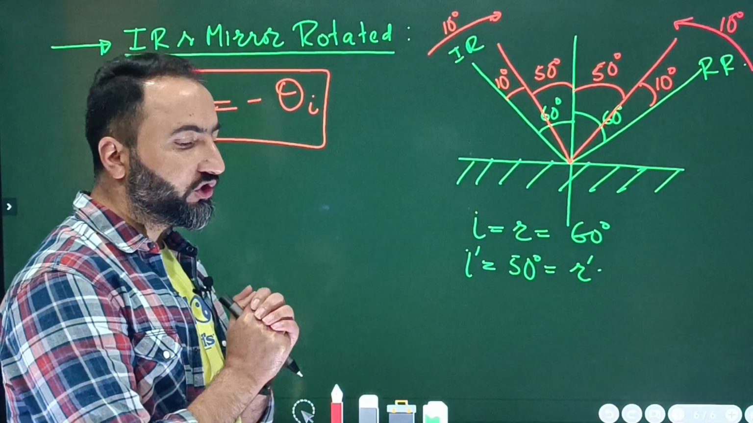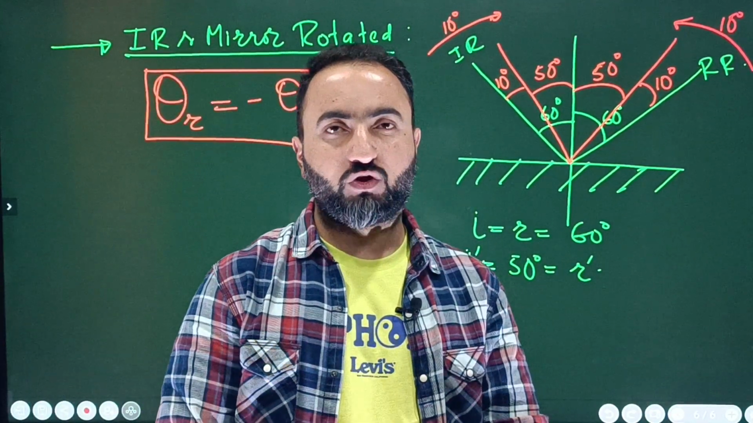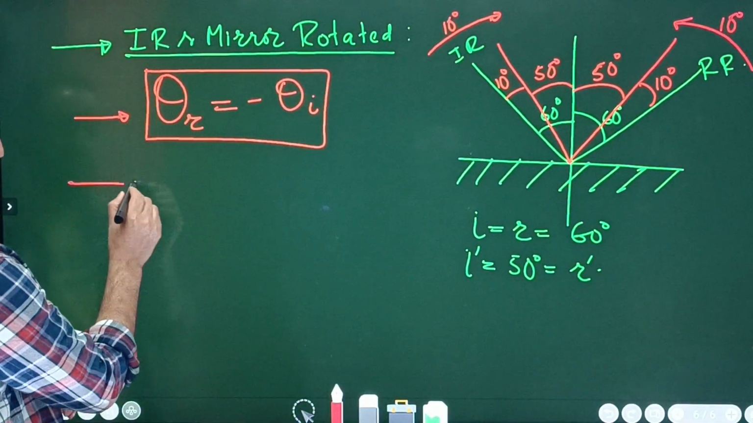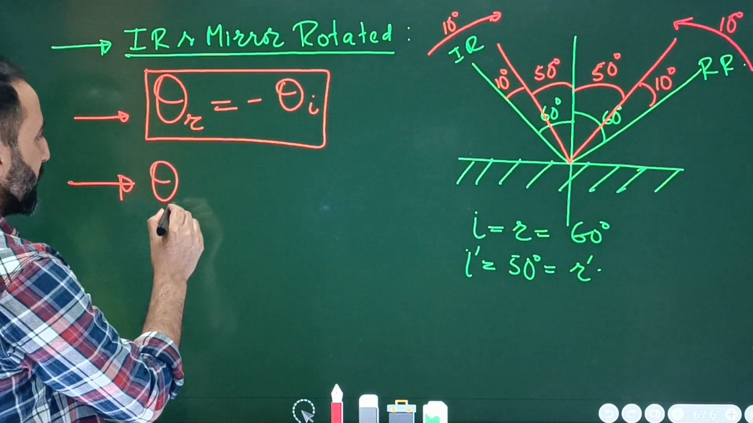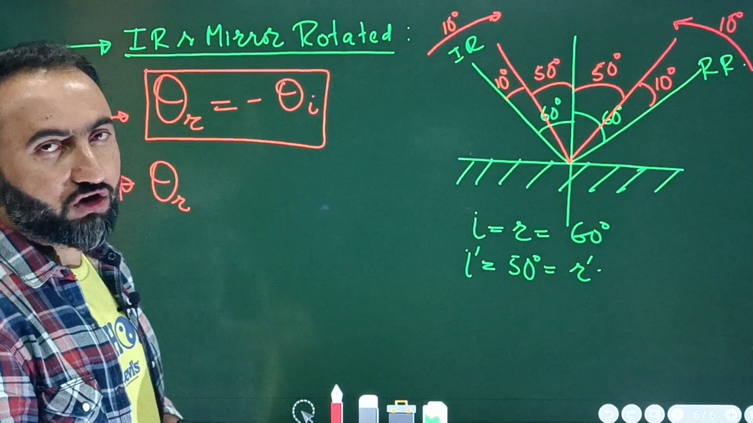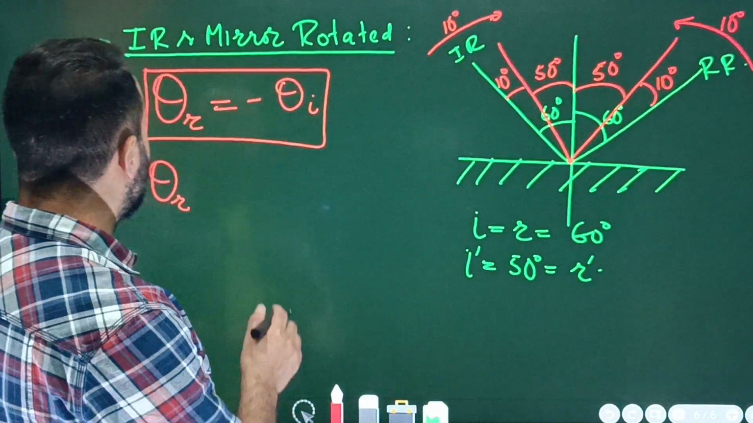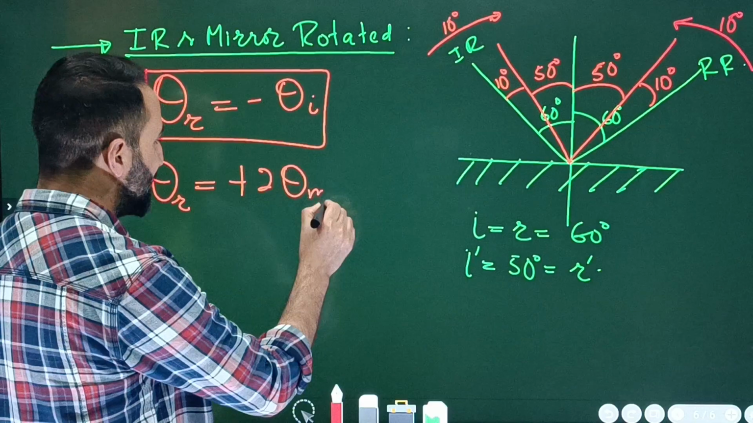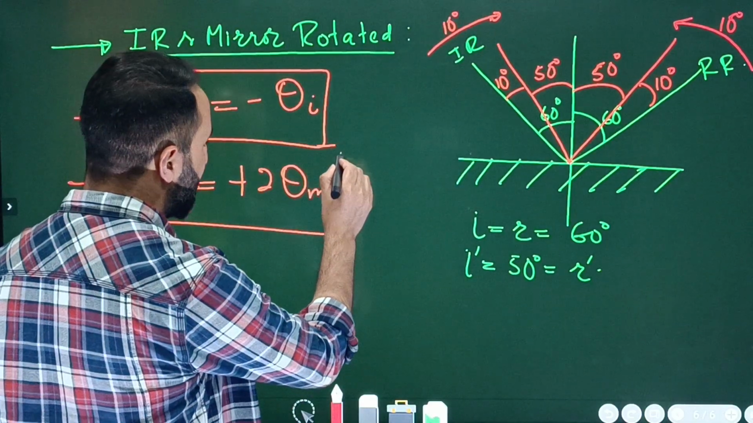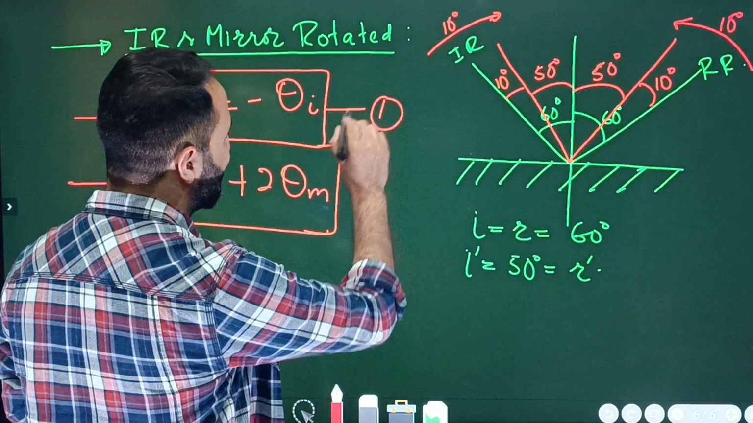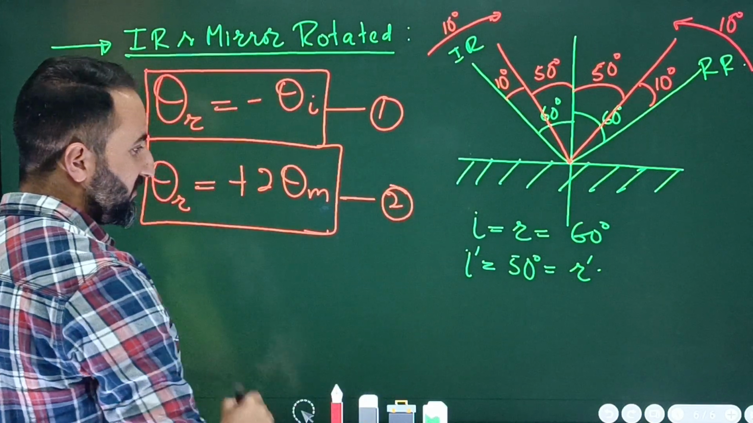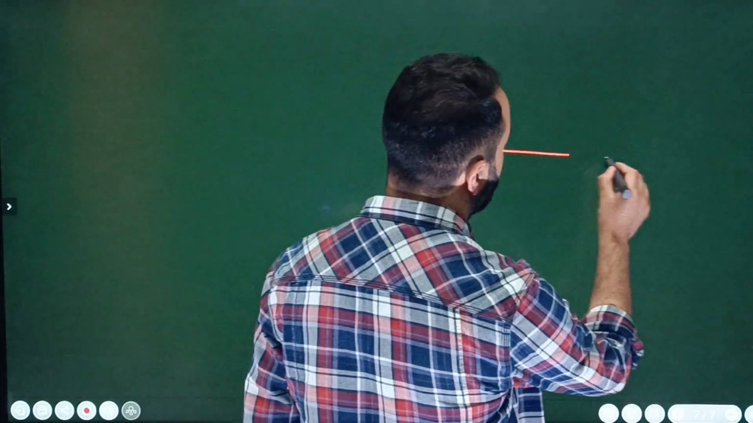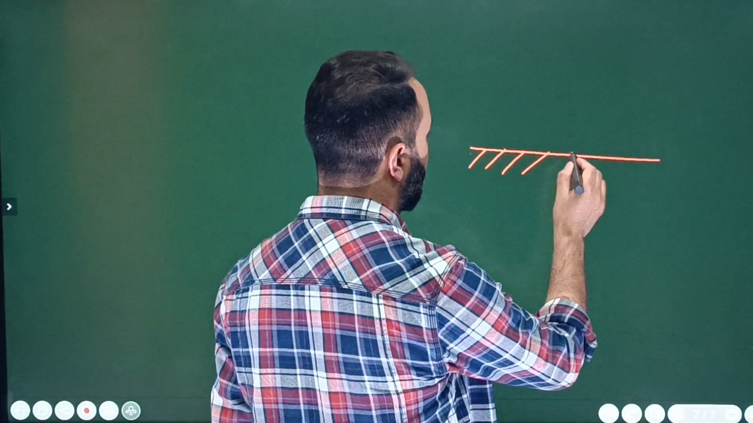Next, we'll rotate the mirror. This is the point number first. Point number second is theta r, the angle through which the reflected ray gets rotated, which is equal to plus twice theta m. Let me explain this second equation to you. Equation number first, I think, is crystal clear. So here we have a mirror.